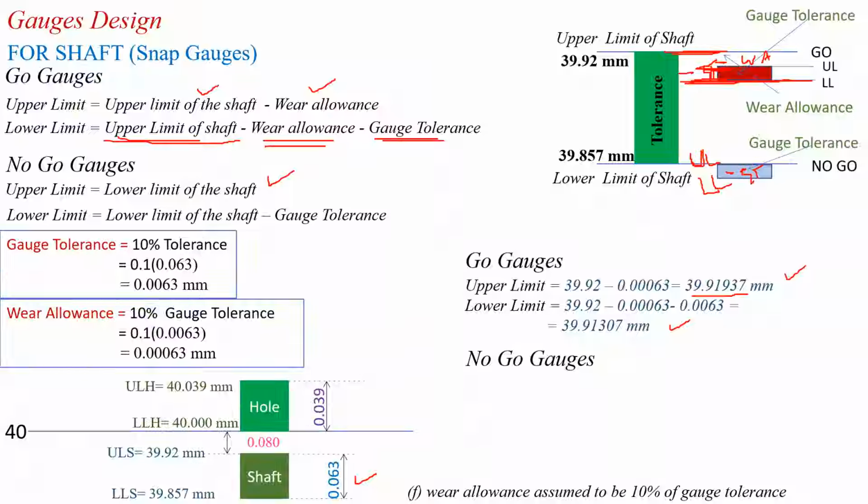Next is the no-go gauge. First I go for the upper limit. The upper limit of the no-go snap gauge equals the lower limit of the shaft, which is 39.857 mm. And the lower limit of the no-go snap gauge equals the lower limit of the shaft minus gauge tolerance, that is 39.857 minus 0.0063. Then the lower limit of the no-go snap gauge equals 39.8507 mm. So this is the whole procedure for the determination of the limits of the gauges. Thank you.